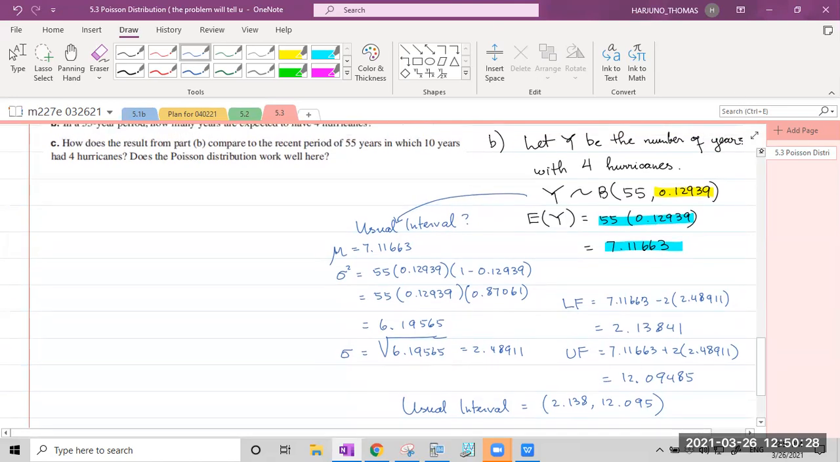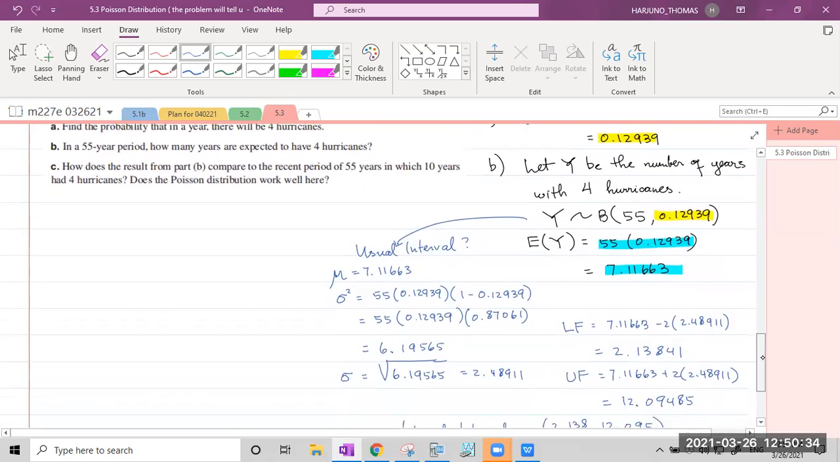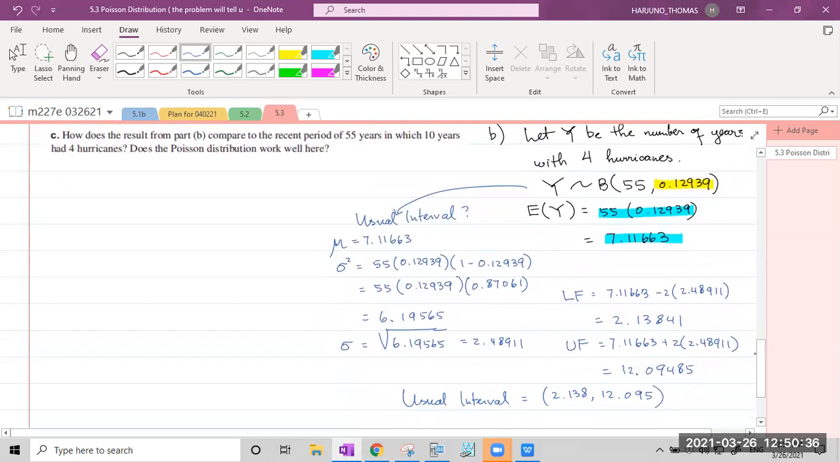The Poisson distribution that we assumed earlier will give us the consequence that in 55 years, you expect more than 2 up to 12 years with 4 hurricanes. Now, the fact you have 10, which is different from the expected value 7, it's still okay because, even though it is not the same as the expected value, it is still within the usual interval.